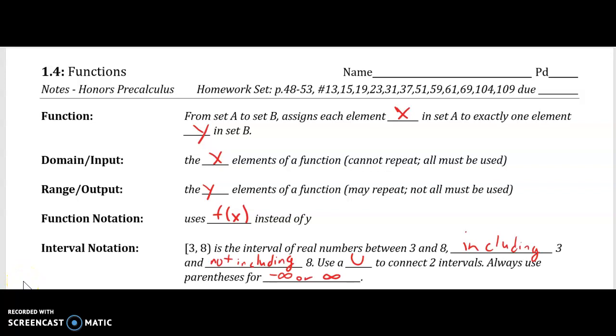Morning, Pre-Calc students. We're going to talk about functions today.